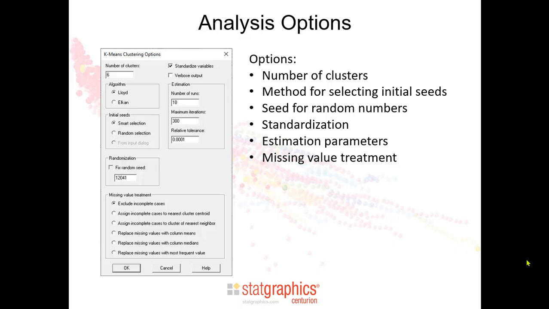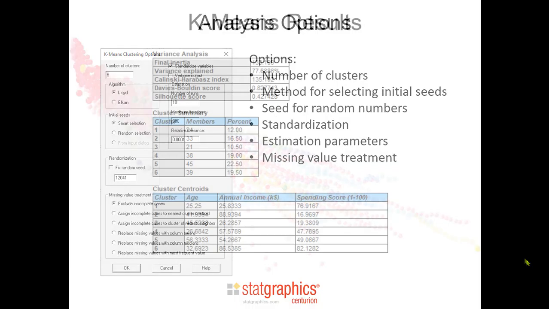There are a number of estimation parameters that can be specified. These control when the algorithm is assumed to converge. And finally, there are options for specifying how to treat missing values. Cases with missing values can be excluded completely, or there are a number of techniques by which missing values can be imputed.